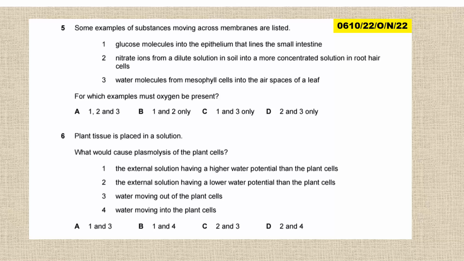Let us look at this Paper 2, Variant 2, October/November 2022. Some examples of substances moving across the membrane are listed below. This one is just the same as the one that we are answering anyway. Glucose molecules into the epithelial cells that line the small intestine. Nitrate ions from the dilute soil solution into the more concentrated solution in a root hair cell. Water molecules from the mesophyll cells into the air space of the leaf.